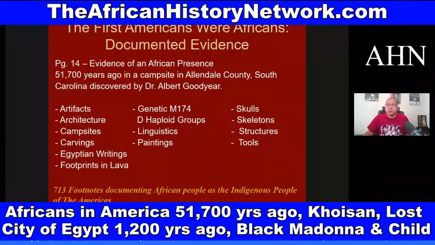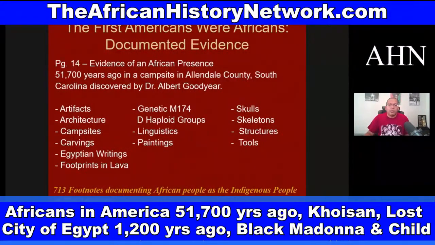And in this discovery, they found 13 different types of evidence fairly documenting an African presence in the land that we call the United States of America. This is in the territory we call South Carolina. They found artifacts, architecture, campsites, carving, Egyptian writings, footprints in lava, genetic M174D haploid groups dealing with DNA and genetics, linguistics, paintings, skulls, skeleton structures, and tools. They found 13 different types of evidence documenting an African presence in this country going back at least 51,700 years ago.